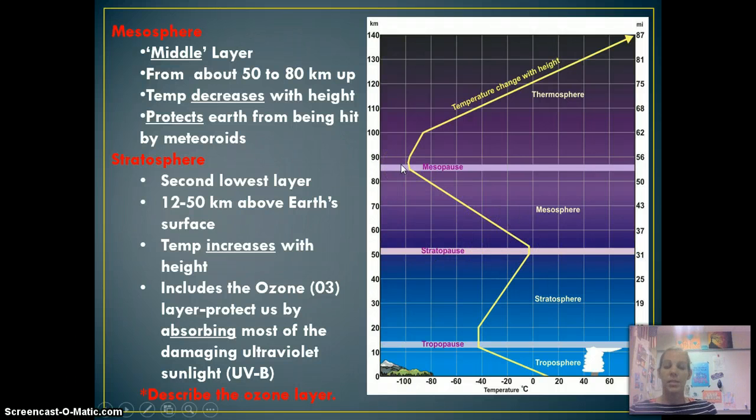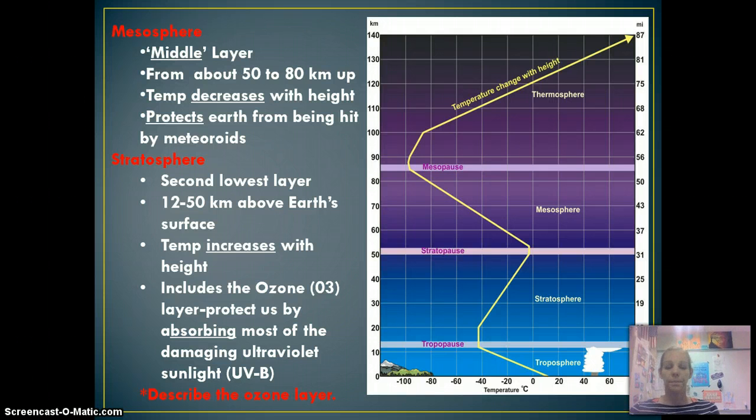And something different about the mesosphere is that the mesosphere protects Earth from being hit by meteoroids. Meteoroids are rocks that have broken apart from larger rocks in space, things like comets, and they are moving in space. Once a meteoroid enters Earth's atmosphere, it's then called a meteor.